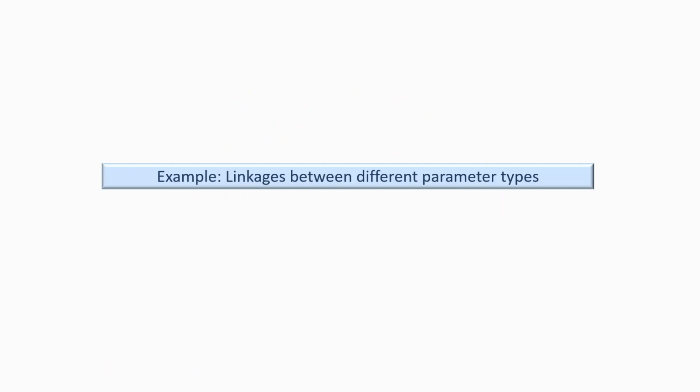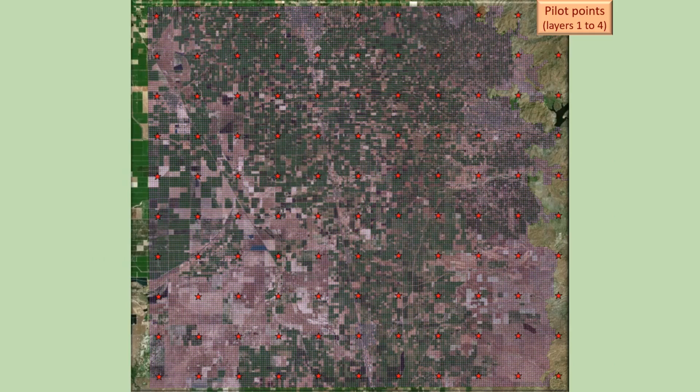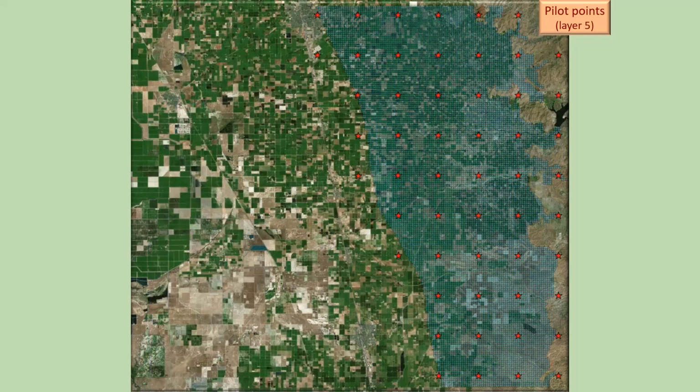Yet another example of sophisticated parameterization of a model domain, done in an endeavour to make maximum use of geological knowledge at the same time as obtaining a good fit with a comprehensive calibration data set. So this is the model domain, and my colleagues in this case used or emplaced their pilot points in a regular grid. That's the grid that was used in layers 1 to 4. This is the grid that was used in layer 5.